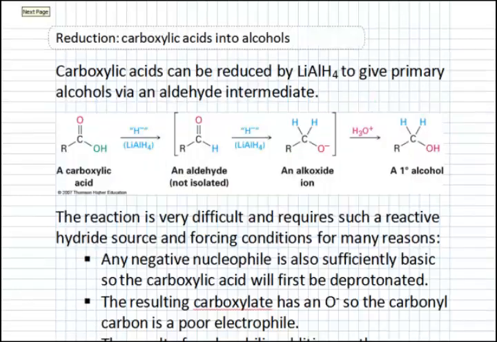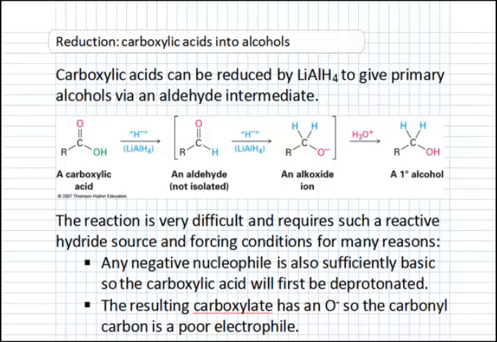Carboxylic acids can be reduced into alcohols. Lithium aluminum hydride is a strong enough hydride reagent, but just barely. If we look at what can happen here, it's really a very difficult reaction. The lithium aluminum hydride is a very, very reactive hydride source, and conditions really are pretty forcing. There's really no other functional group in the molecule that will be unaffected by this. So why do we need such forcing conditions? Well, any negative nucleophile like hydride here is also sufficiently basic. So the actual first thing that happens is this hydride deprotonates the carboxylic acid.